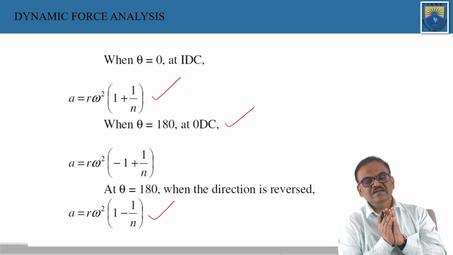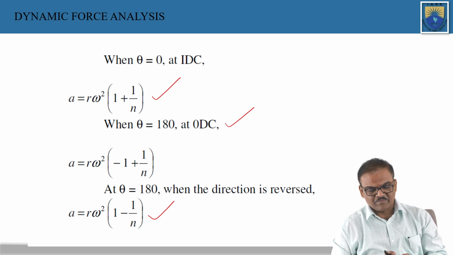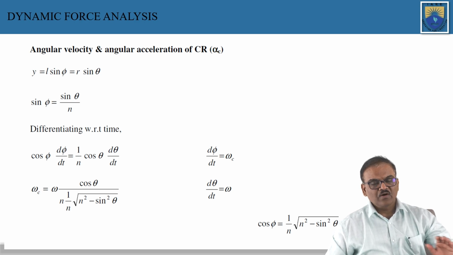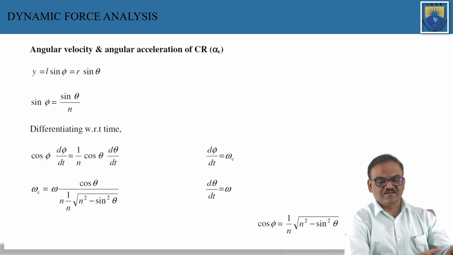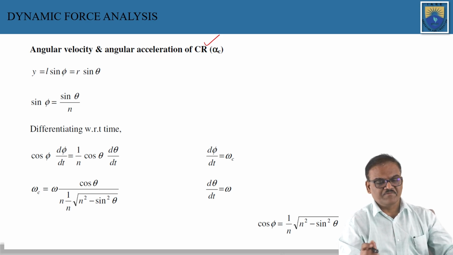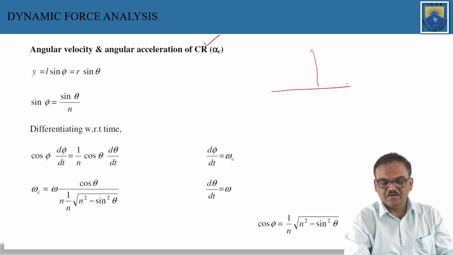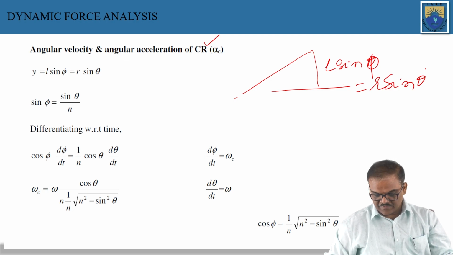So this is how the displacement, velocity and acceleration of a piston are determined. Further to this, we are going to determine the angular velocity and angular acceleration of the CR. CR means connecting rod. So, from the given diagram, we see here this is L sine phi, which is also equal to r sine theta.